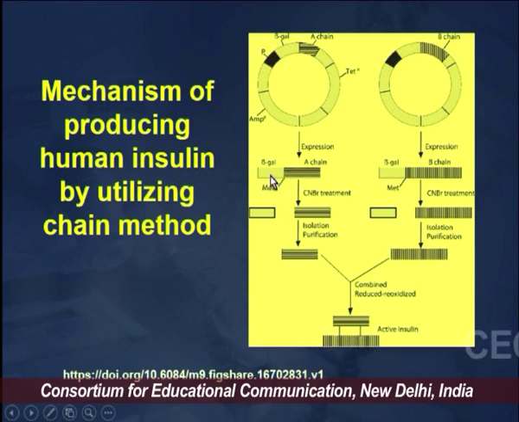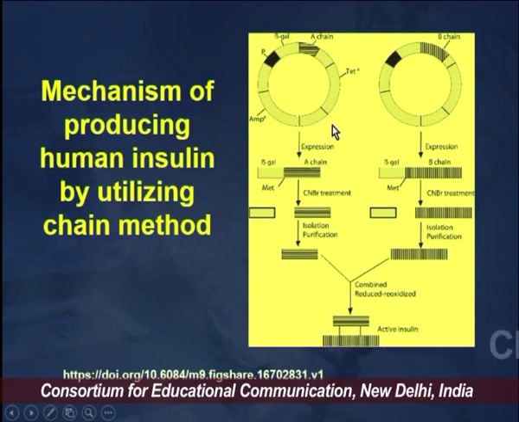In this case, for example, the A gene and the B gene are cloned in the plasmid molecules, and then they are introduced into the E. coli host, where they can be cloned and propagated, and then the processing of these molecules can be done in vitro for the production of the active insulin.